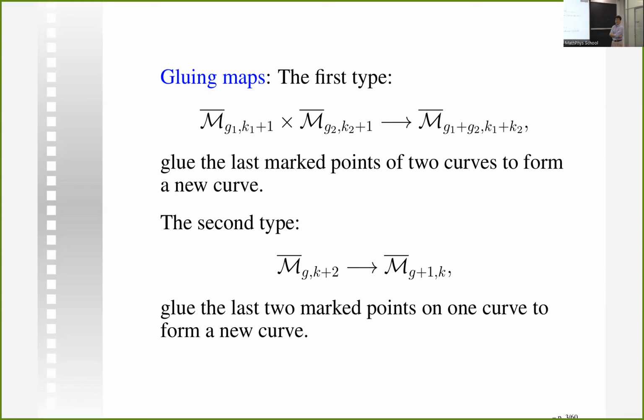Of course, there are some standard maps on this moduli space. There are two types of gluing maps. First, we can glue two different curves along marked points. Then the genus will be the sum of the genera of the previous curves, and the number of marked points is the sum of the numbers of marked points minus 2. There is also another type of gluing map, where you glue two marked points on the same curve together. Then the genus will increase by 1, and the number of marked points will decrease by 2. So these are some nice gluing maps.